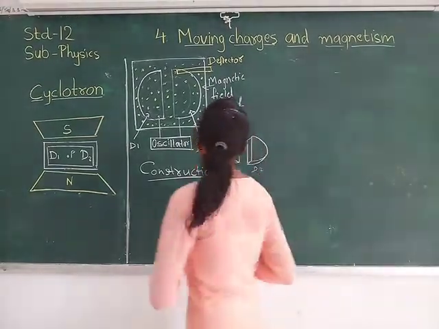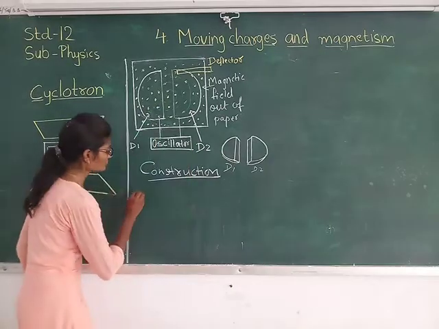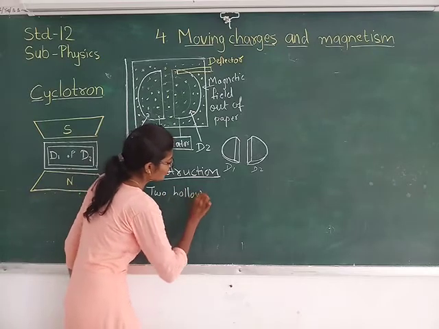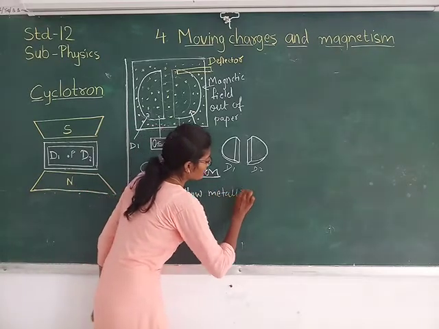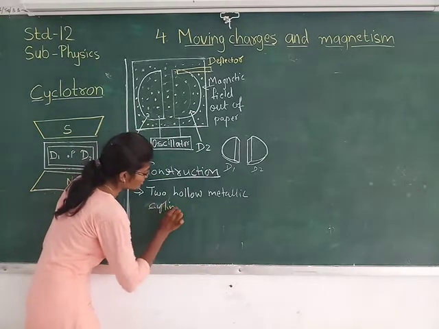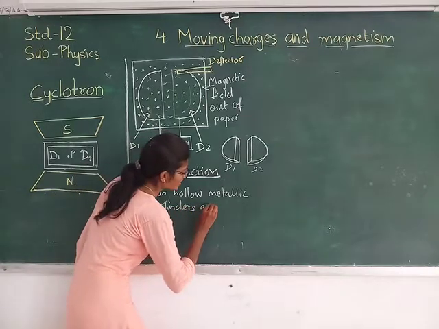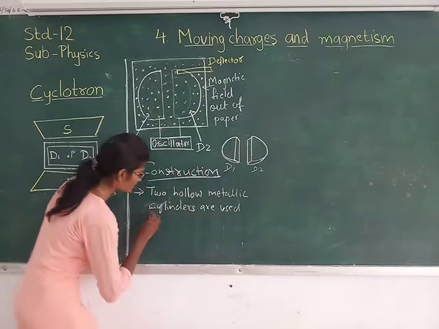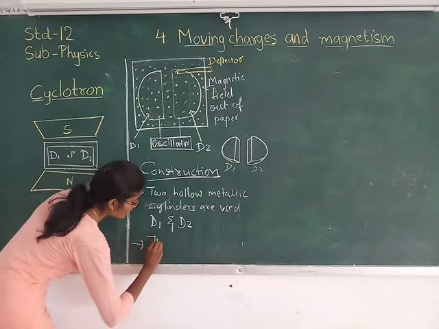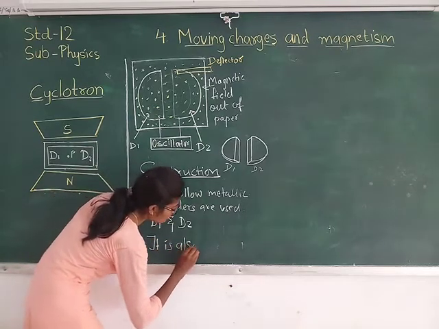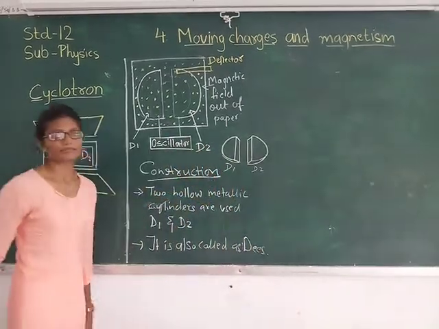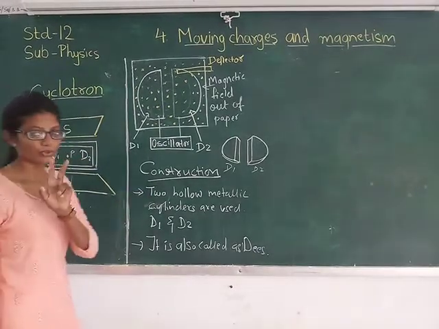So what we are using over here first is two hollow metallic cylinders, D1 and D2. They are also called D's. Right? So here we are using two D's.